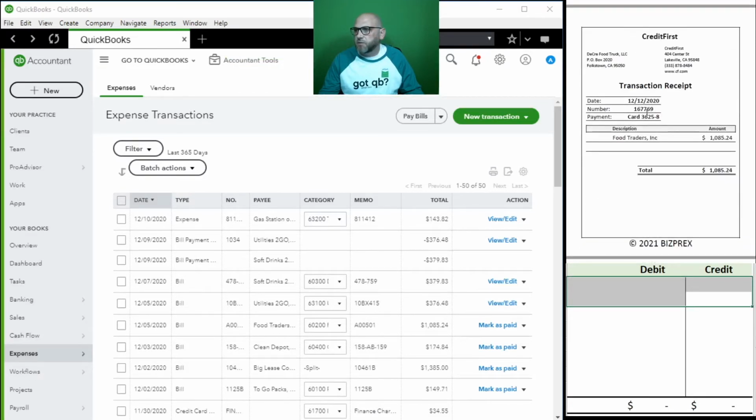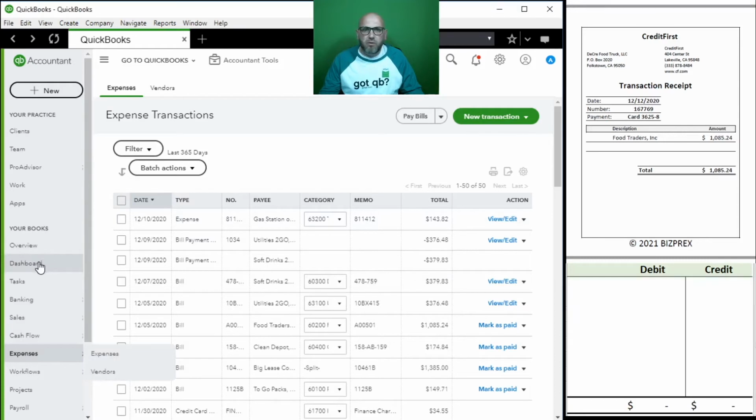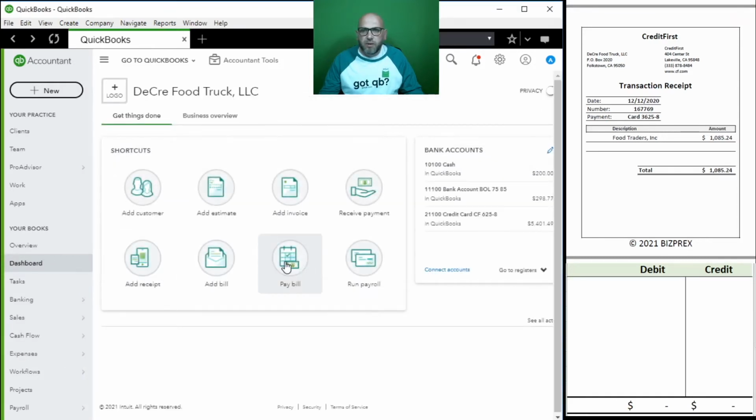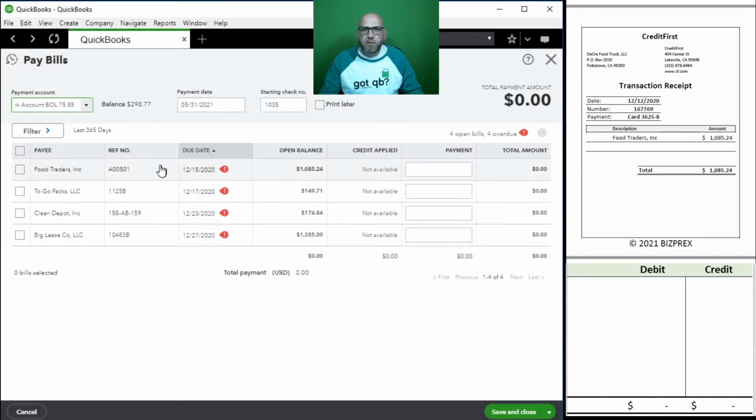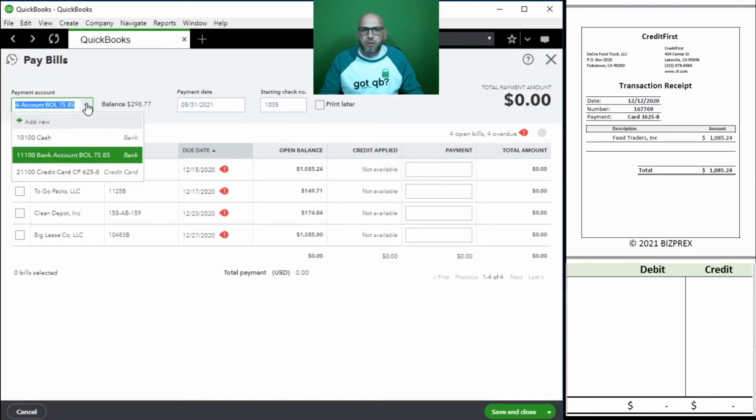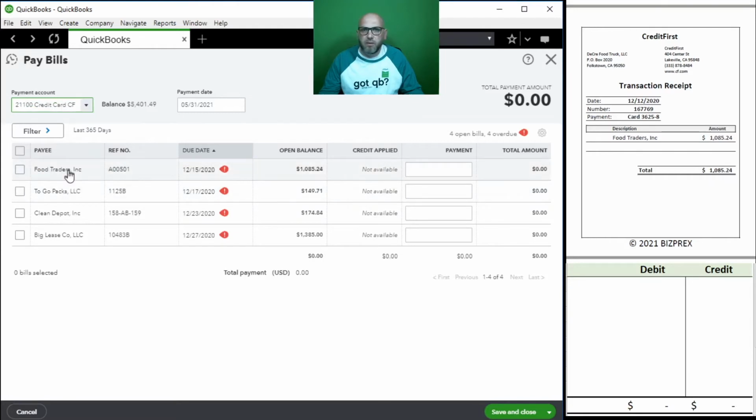Next, we have a transaction receipt where we're paying a bill from Food Traders, using our credit card. So let's go ahead and do those. We can go to our dashboard and click our pay bill button. Here's our Food Traders right here. Let's make sure we select credit card because that's how we're paying it. Make sure we select the correct date. Alright, good. And then the payment amount is going to be equal to the balance. Sometimes it posts it, sometimes it doesn't.